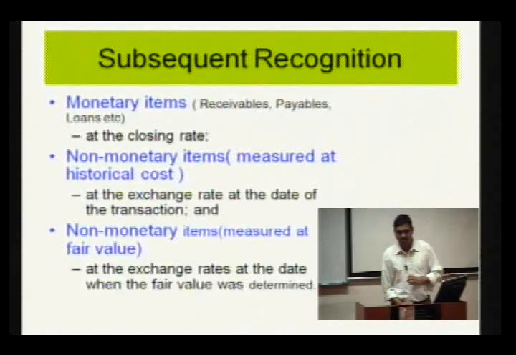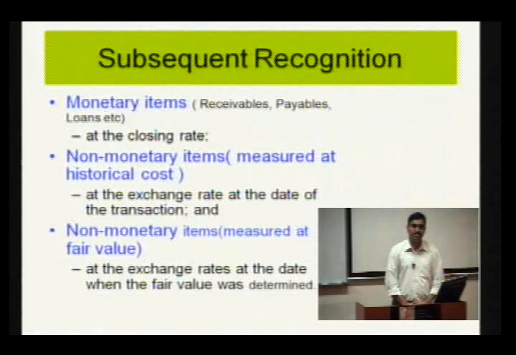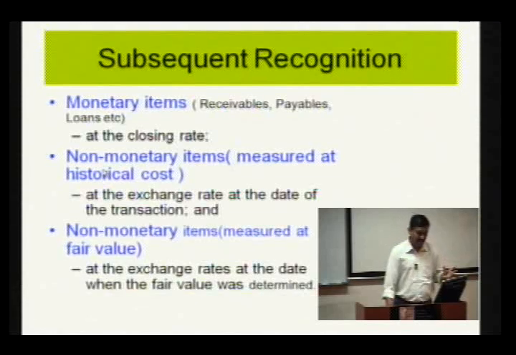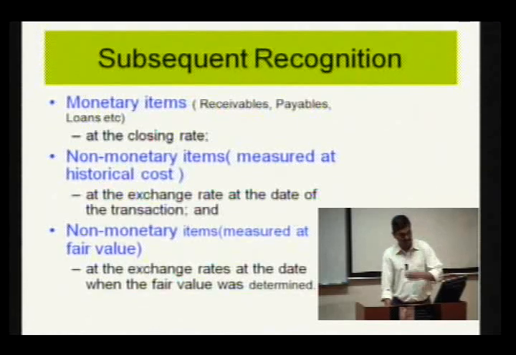Then subsequent recognition. For subsequent recognition, one has to classify the items into monetary items and non-monetary items. Monetary items are receivables, payables, loans, bonds. These are all monetary items, whereas items other than these are called non-monetary. Plant, building, equipment are non-monetary. So subsequent recognition of a monetary item should be at the closing rate on the date of preparation of the balance sheet, whereas for a non-monetary item, it is at the rate prevailing on the date of the transaction.